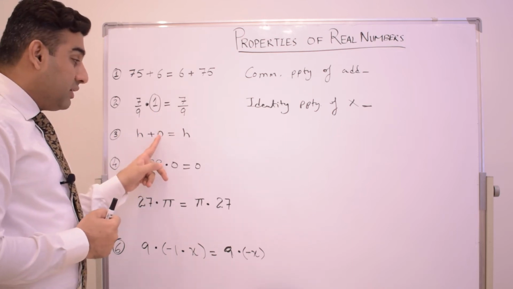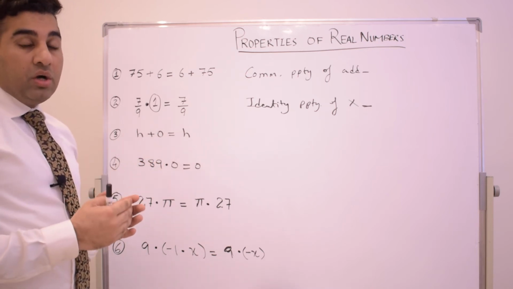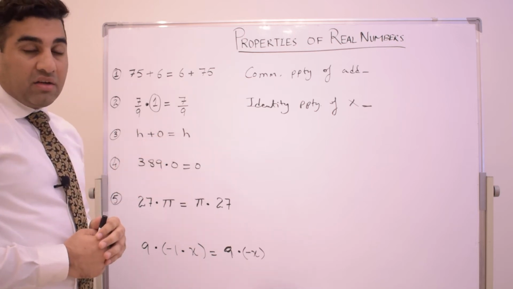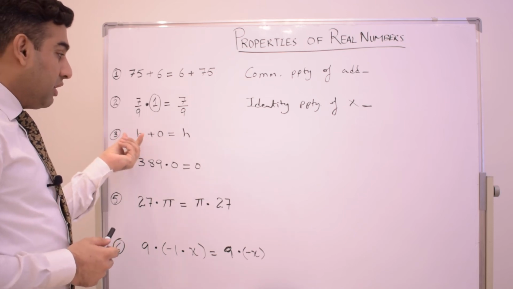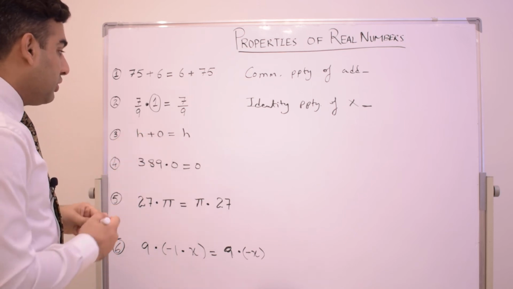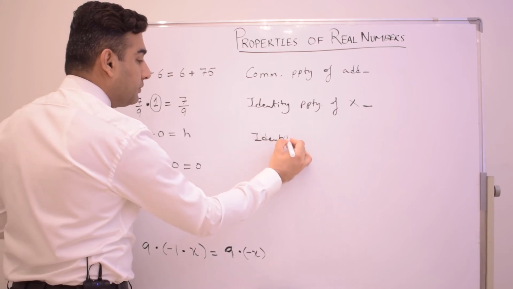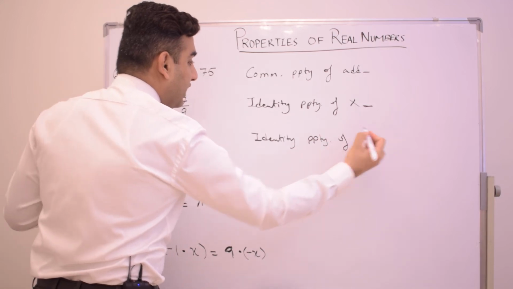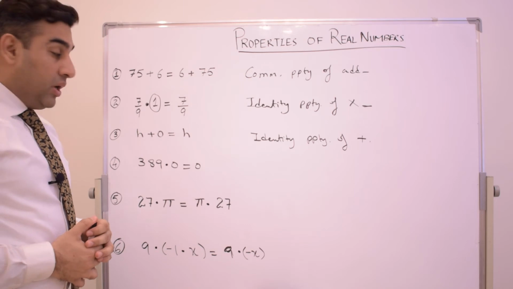Likewise we call 0 additive identity because when you add 0 to any number, the same answer will come. So in the addition case, 0 is called additive identity because it gives you the same number which is being added to it. So this property we call identity property of addition.